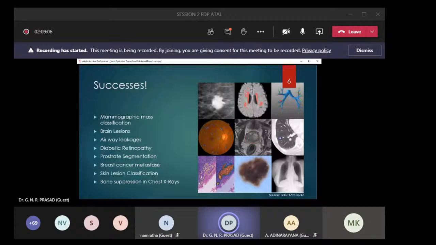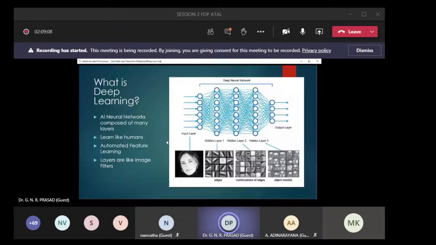Deep learning uses AI neural networks composed of many layers, which, as I said, learn like humans, with automated feature learning. The layers work like image filters. In layer one we find image edges, then combinations of edges, and object models. So this is the input layer, layer one, layer two. One by one it extracts, and we get so many outputs from this.